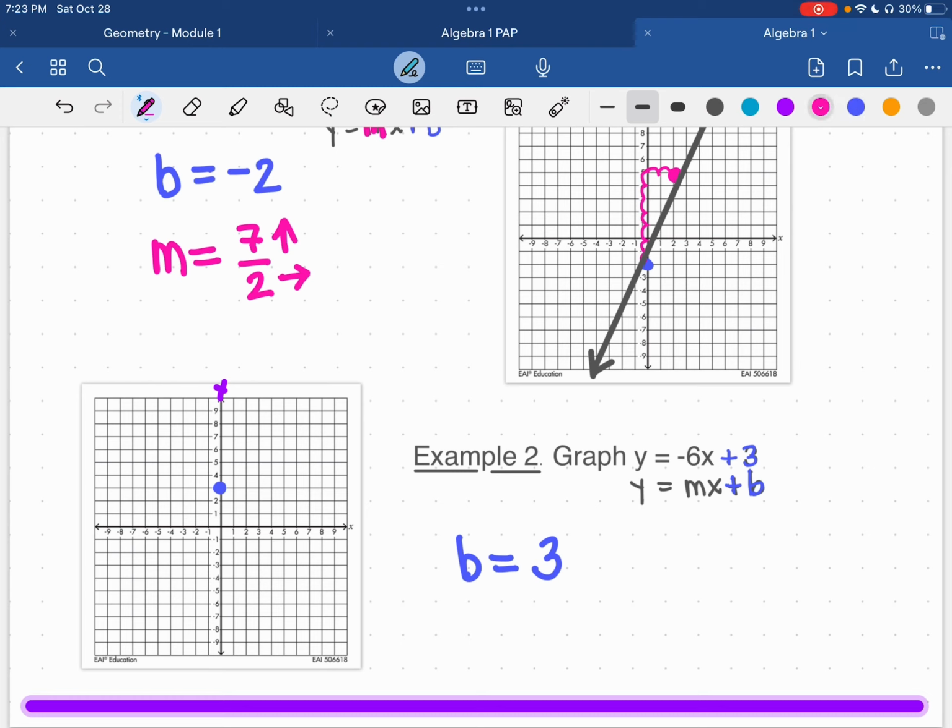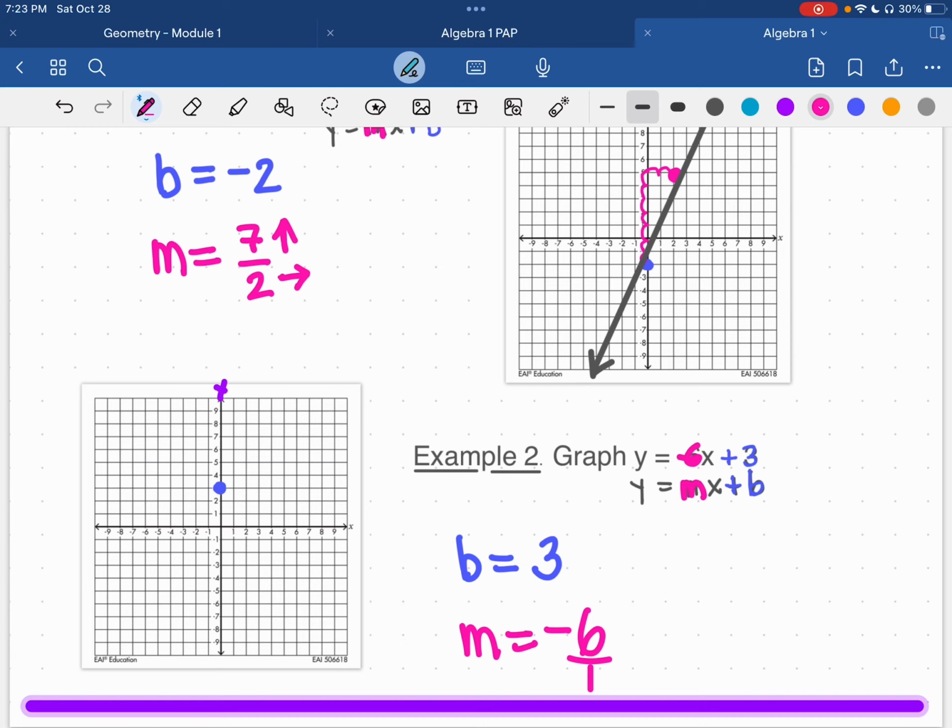Now let's go ahead and find our slope and how we move. Our slope this time is -6. Remember, when you have a number like -6 that is an integer, positive or negative, you're going to go ahead and place it over 1 because it is a fraction.